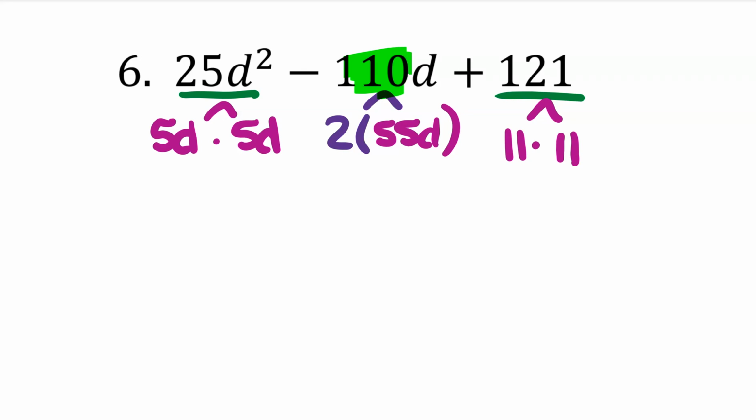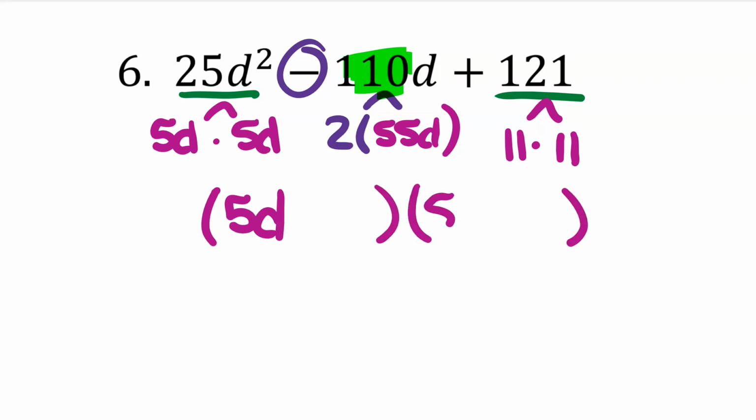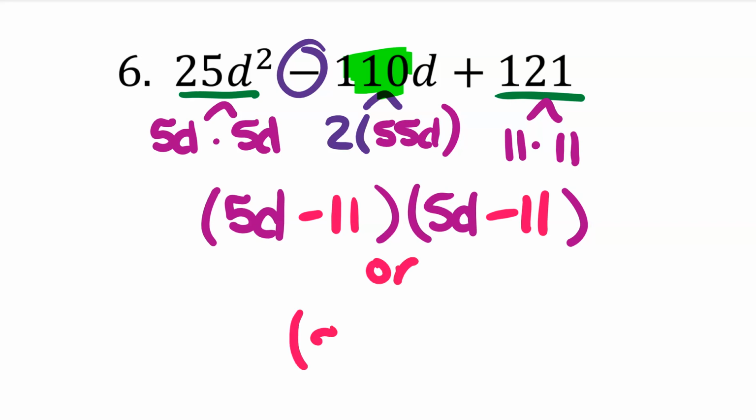So this is a perfect square trinomial. I have a minus sign, so I know I'm going to have a minus sign in my parentheses. So each one gets a 5d. Each one gets a, not a positive, my bad, a negative 11. Negative 11. Or you can always write it as 5d minus 11 squared. Up to you.